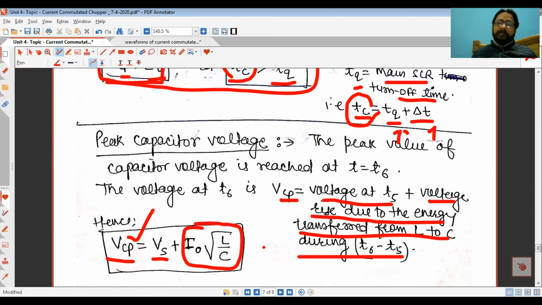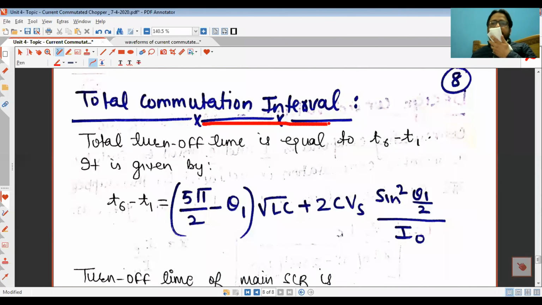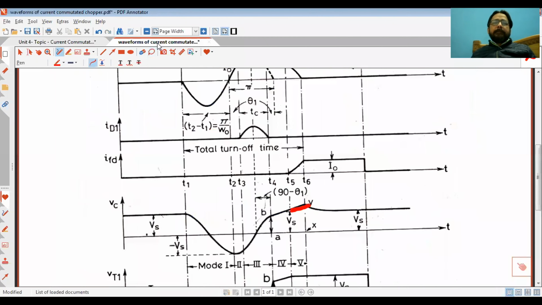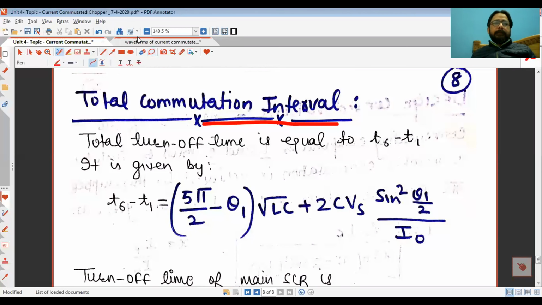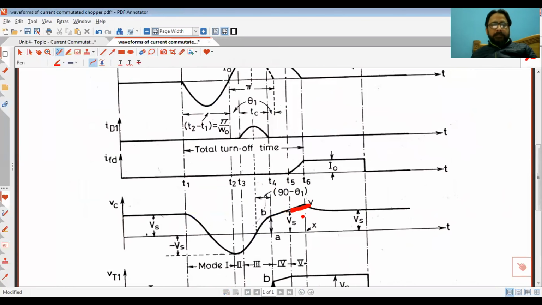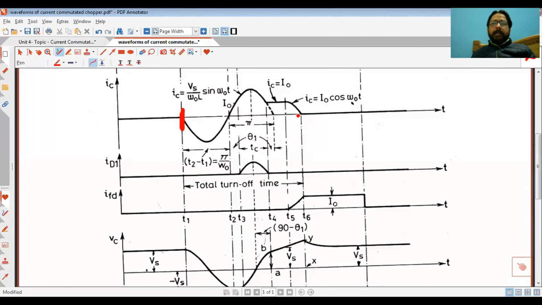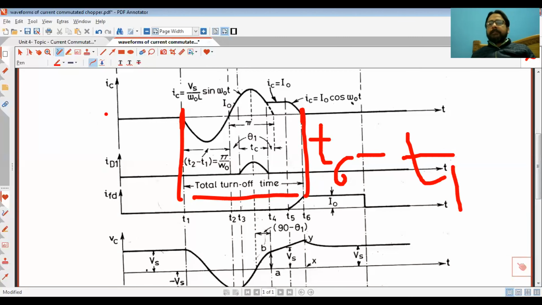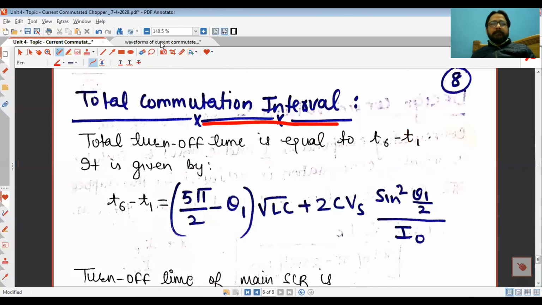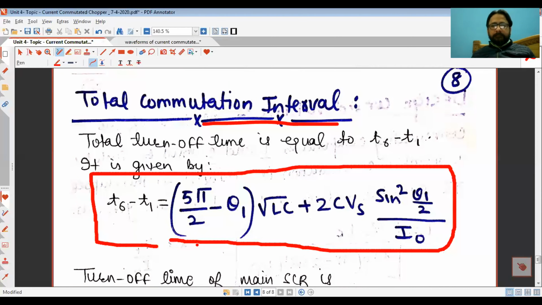Now similarly we can find out the total commutation interval. You can see that the commutation process starts at t equal to T1 and ends at t equal to T6. So that means the total turn off time of the circuit is T6 minus T1. This can be calculated through a derivation. After deriving, we get an equation which is given here.